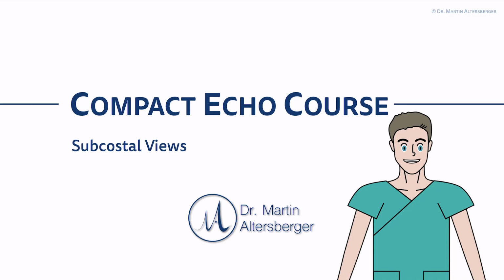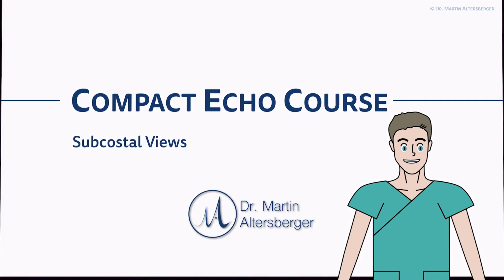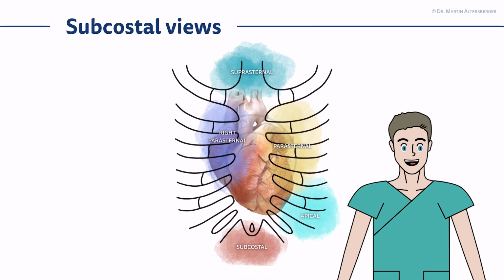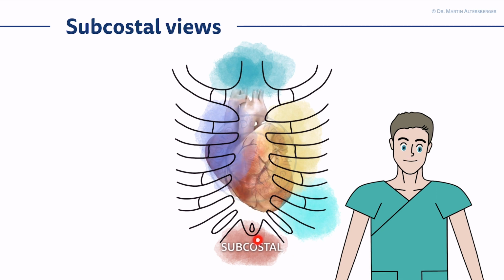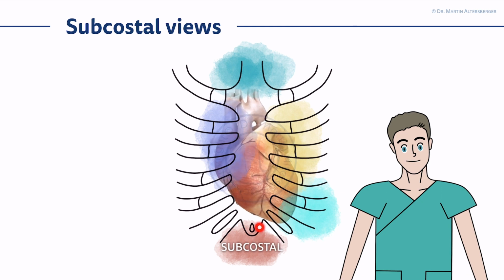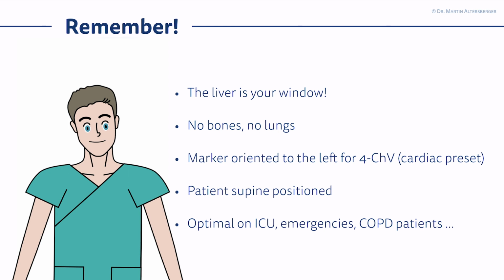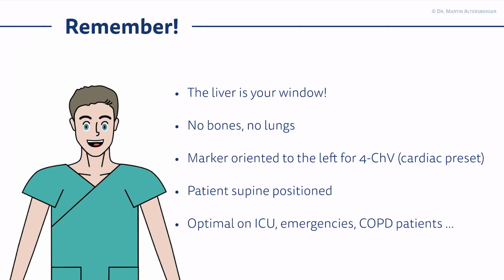In this next part of the compact echo course, we will talk about also very important views, the subcostal views. You can reach the subcostal views by placing the transducer below the xiphoid or the rib cage and scanning the heart from below. Always remember, the liver is your window to see the heart even better. There are no bones, no lungs that can block your field of view.